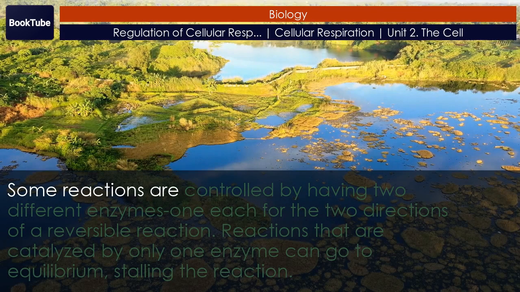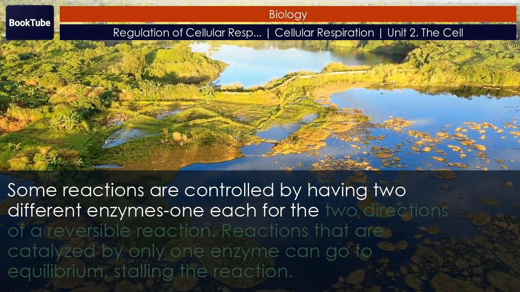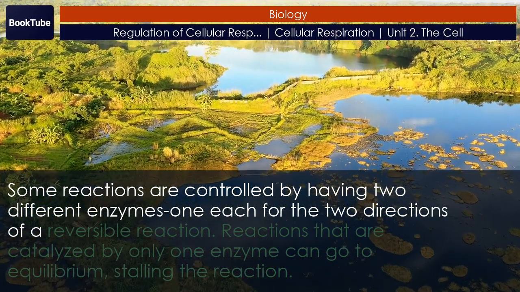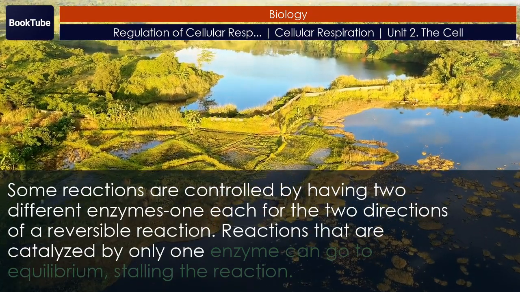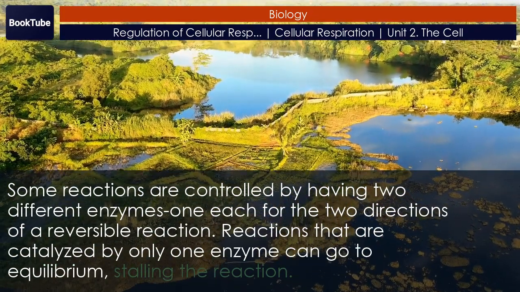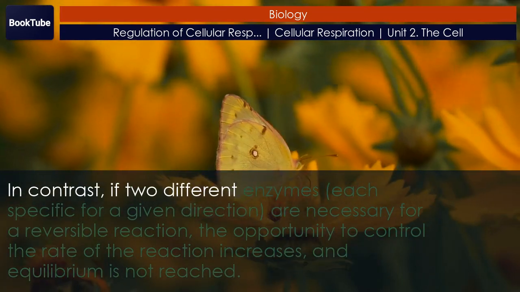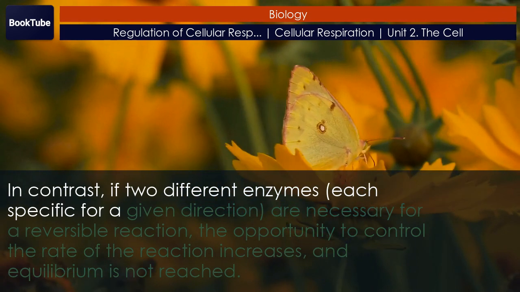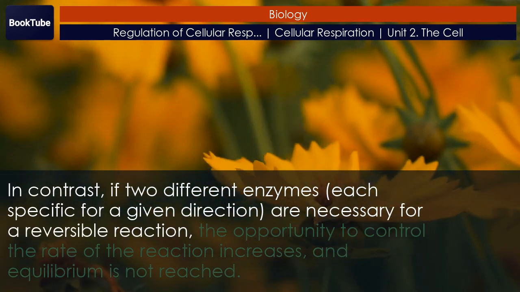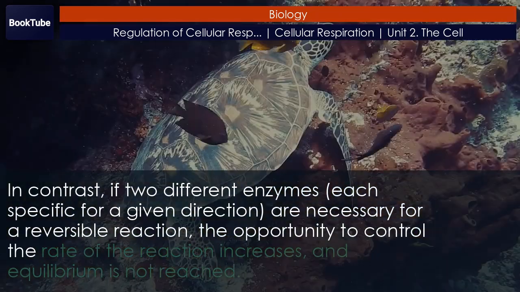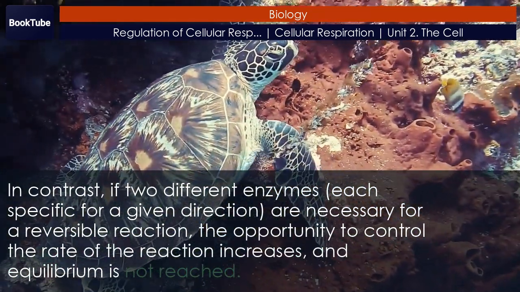Some reactions are controlled by having two different enzymes, one each for the two directions of a reversible reaction. Reactions that are catalyzed by only one enzyme can go to equilibrium, stalling the reaction. In contrast, if two different enzymes, each specific for a given direction, are necessary for a reversible reaction, the opportunity to control the rate of the reaction increases, and equilibrium is not reached.